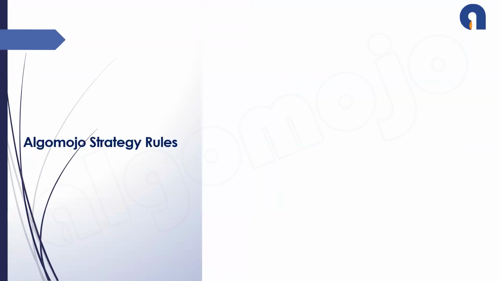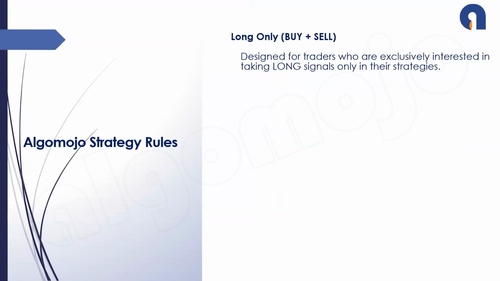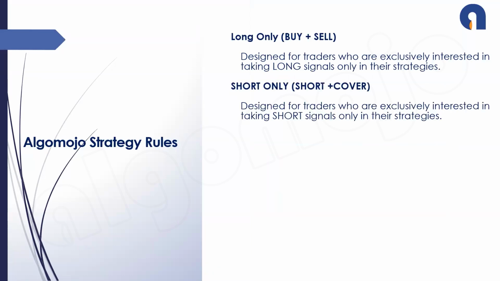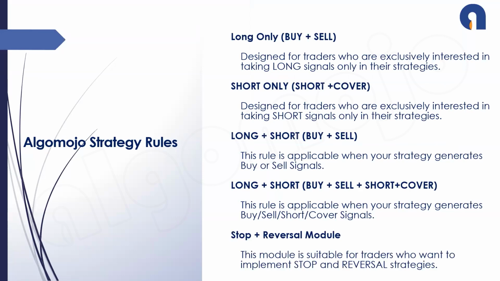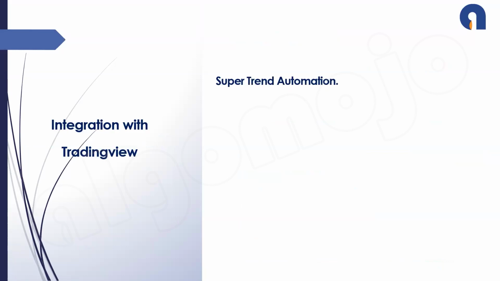So in terms of rules, I'll define these rules when we are looking at the chart as of now. There are five types of rules: long only, short only, long plus short, and stop and reversal. So, what are these rules, where to be used, and how to be selected? We will look at the chart and then we'll get a better understanding of what rule to apply when.